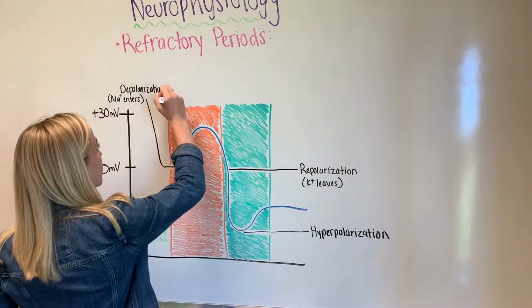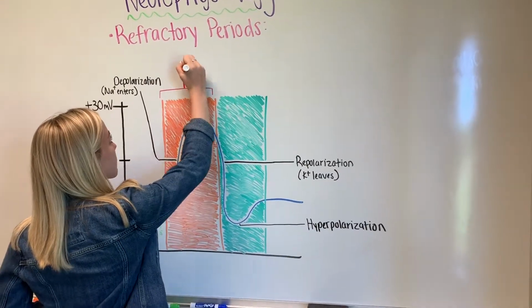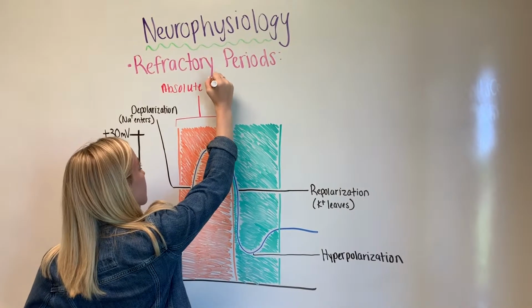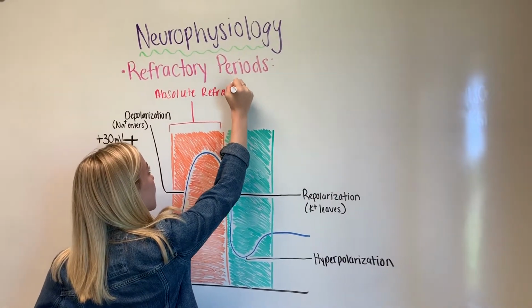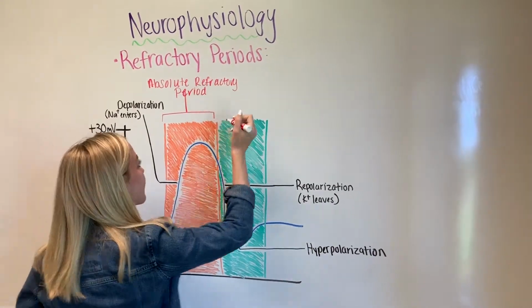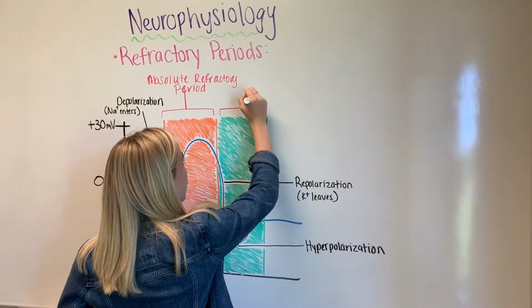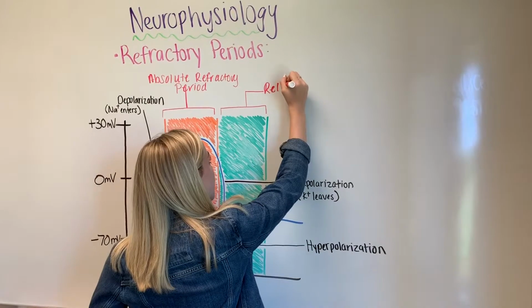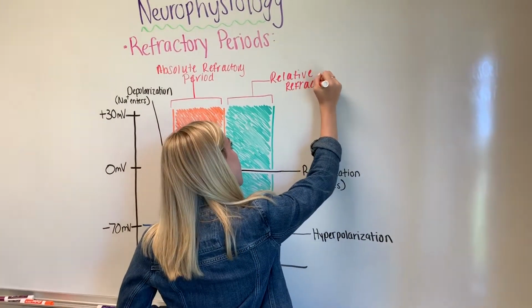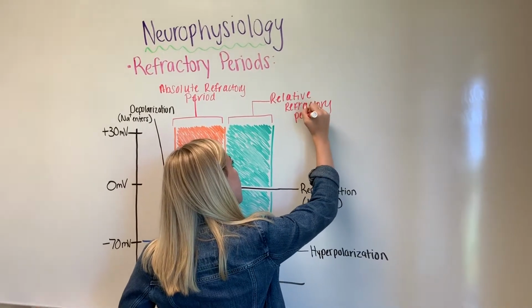Next, there are two types of refractory periods. Refractory periods make it almost impossible to fire a neuron. The first type is absolute refractory period. This is where it's almost impossible to fire a neuron again until another action potential is generated. The second type is called relative refractory period. This is where it's more difficult to fire a neuron again. However, it is possible, you just need a strong stimulus.